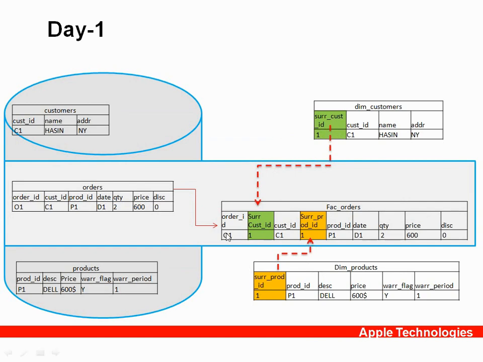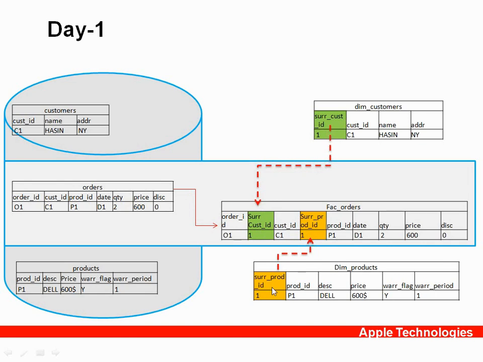So order O1, customer C1 and product P1, day 1, quantity 2 and 600, discount 0. While taking the data and keeping it here, what additionally will we do? When we are loading into the fact table, for C1 I will go to the dimension table. When I am putting this record into this table, what is the surrogate key we have for this particular C1 in the dimension table? I will take it and put it here, because of primary key and foreign key.